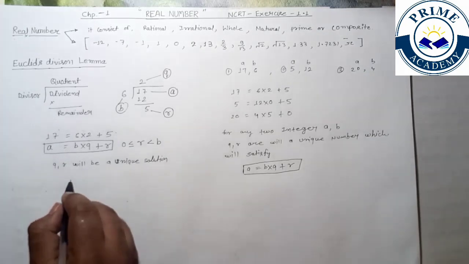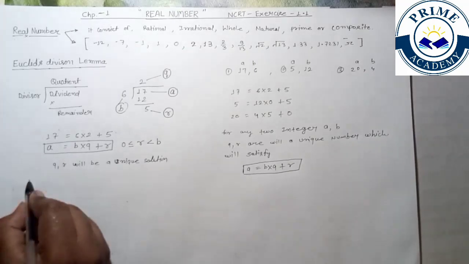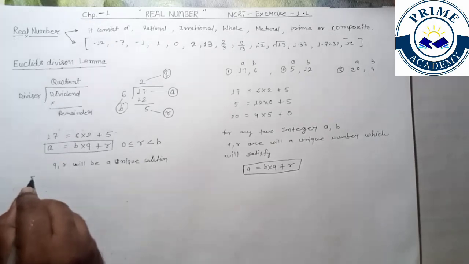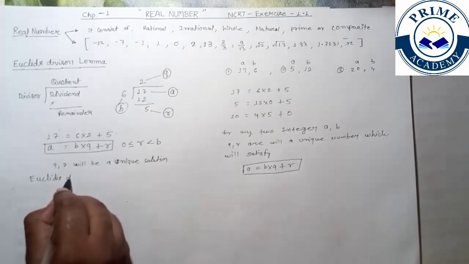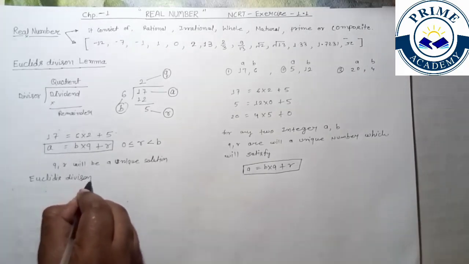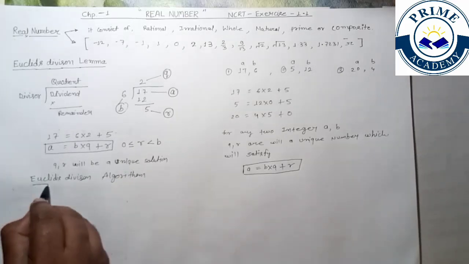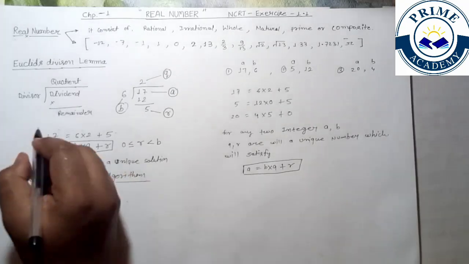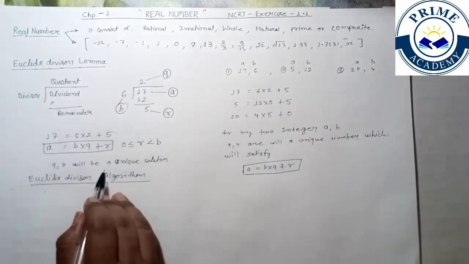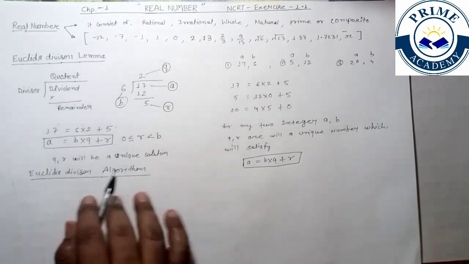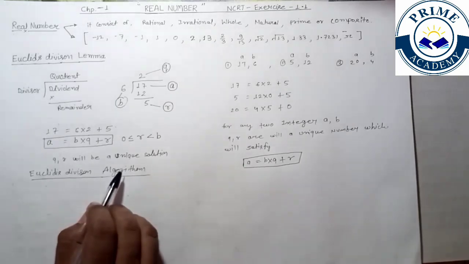Now one more thing you have to remember: Euclid's division algorithm. I am writing it over here. Only two things you have to remember. One is Euclid's division lemma, which is all about what we just covered. Now move on to the next, that is Euclid's division algorithm. Euclid's algorithm is a step-by-step procedure to get the HCF.